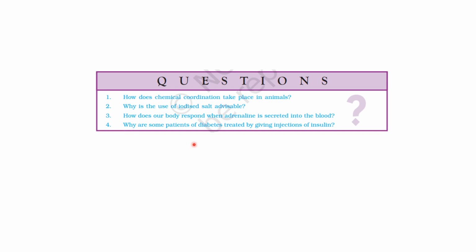Last is, why are some patients of diabetes treated by giving injections of insulin? See, diabetes occurs when pancreas does not produce enough insulin in type 1, okay? Or when the body becomes resistant to insulin's effects, that is in type 2, right? So insulin injections, they will help to regulate the blood sugar levels.